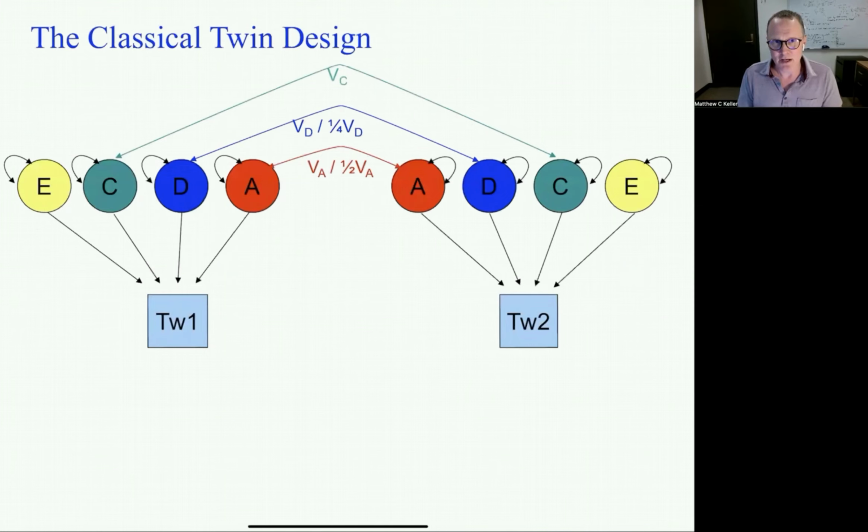So here's a path diagram of the classical twin design. This is what's called a direct symmetric representation or way of fitting the model, as opposed to a path coefficients way of fitting the model. The direct symmetric way of fitting is estimating directly the variance components. And I didn't denote those here. I'll just write them down briefly, VD and VA. And same thing over here, VC and VE.